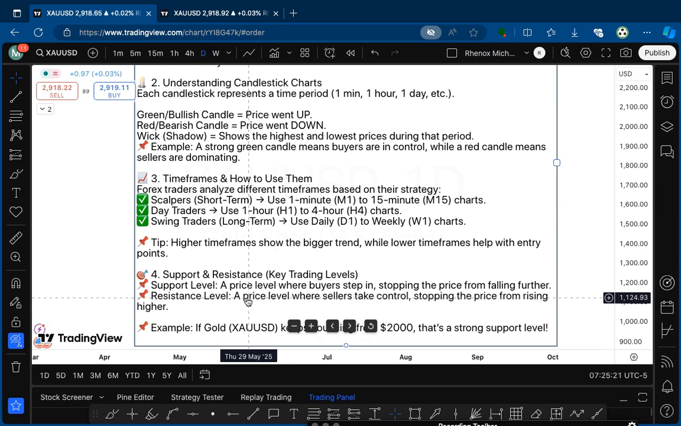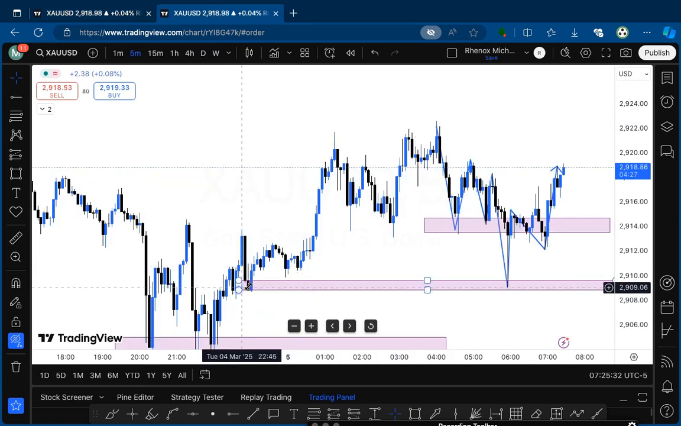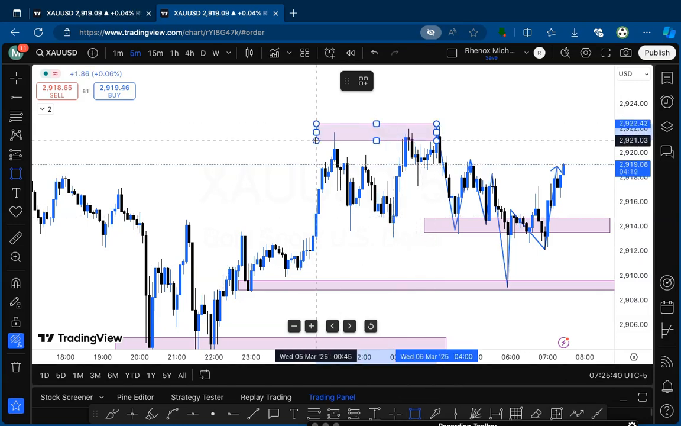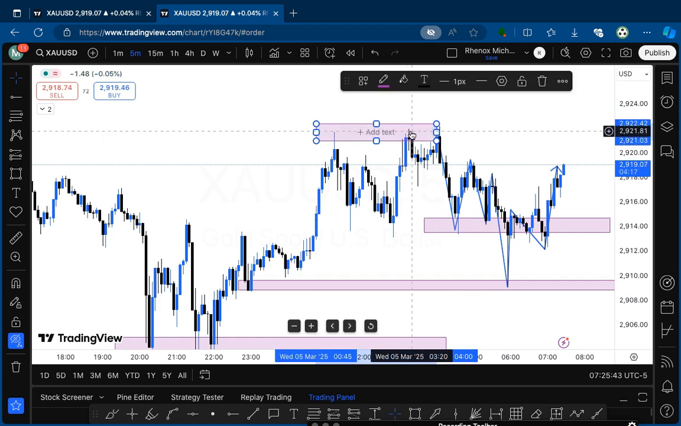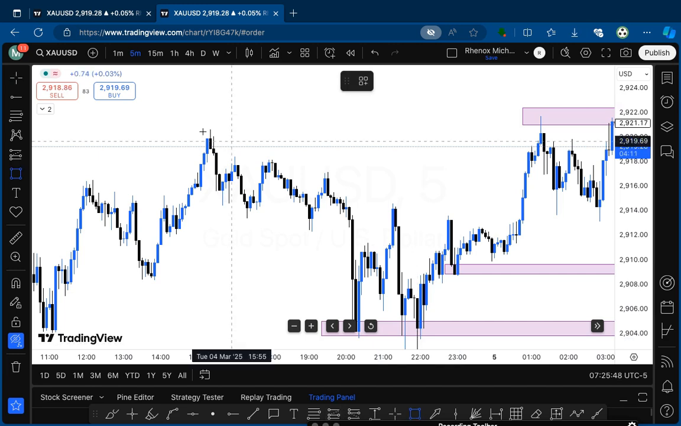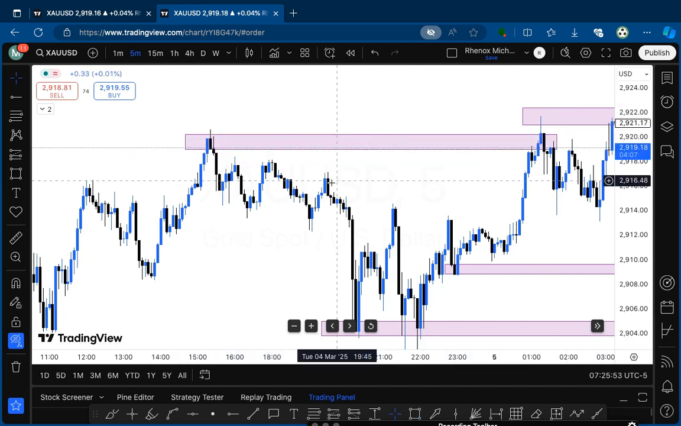A resistance level is a price level where sellers take control, stopping the price from rising higher. Now instead of marking the support down, we're looking for where price stopped moving higher and started coming down. You look at this level, you see that price got to this level and then started coming down from there. That is our resistance. Price got to this level here again and started coming down from there. That is another resistance.